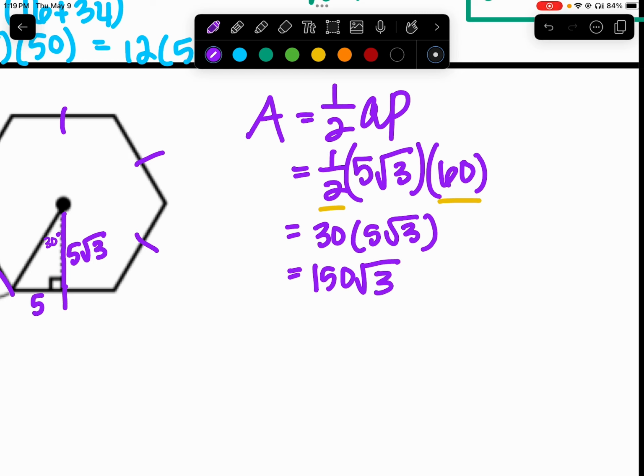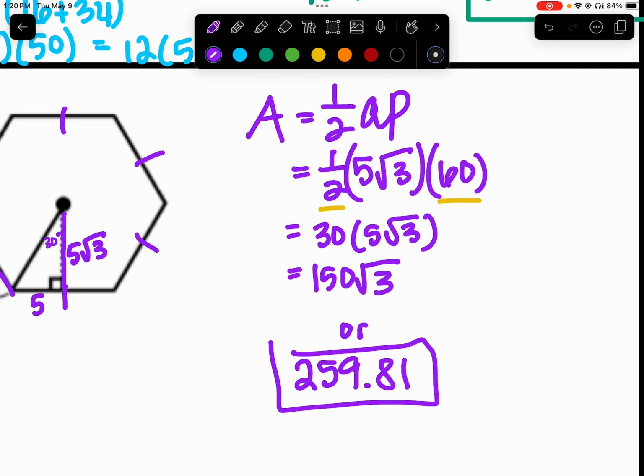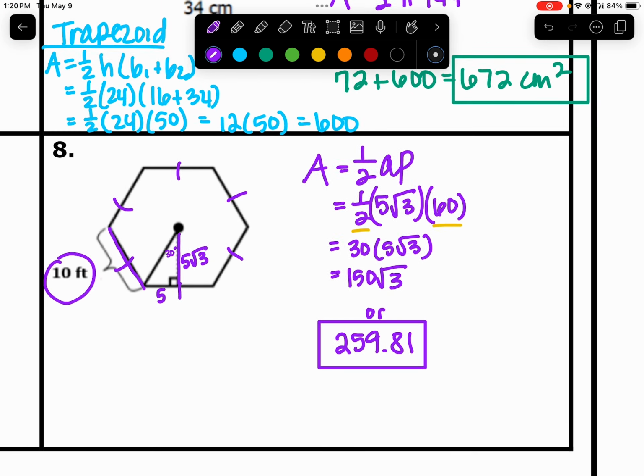All right, so you can leave your answer like that, or you can type that in your calculator. And that would give you, okay, so either one of these would be acceptable answers.